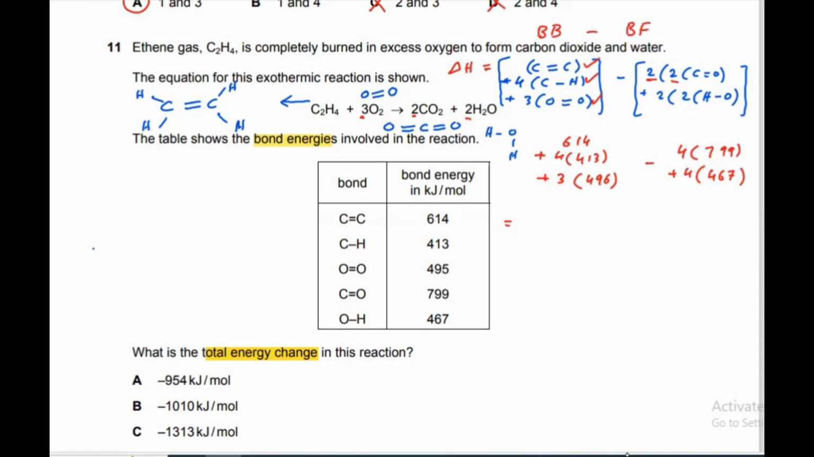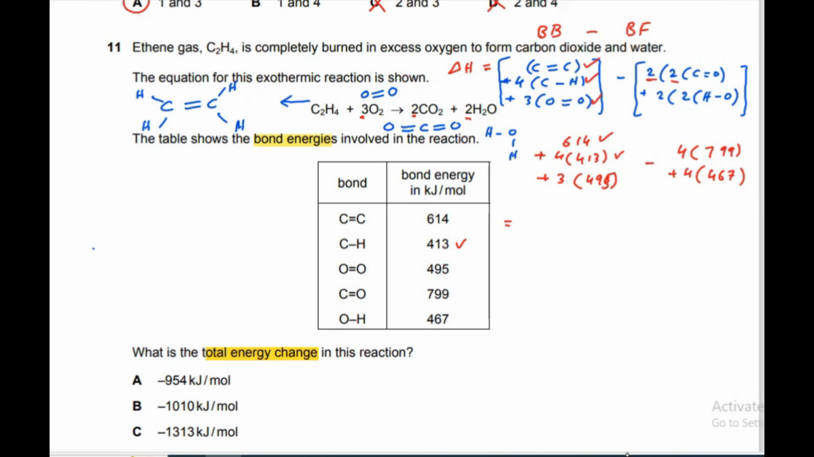C=C, 614 is the bond energy. Then C-H is 413, so this is 413 times 4. And O=O is 495. O=O, 495. Yes, 495 is the energy. Then minus 2 times 2, 4. 4 times 799, which is the bond energy of C=O. And 4 times H-O, O-H, is 467.